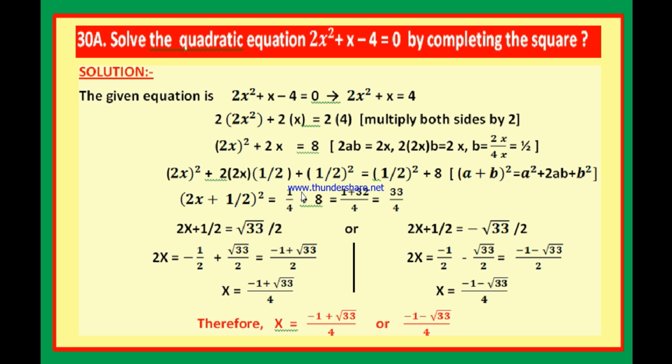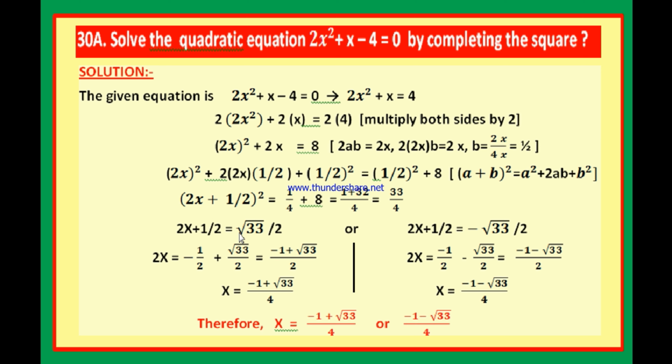is equal to RHS is 1 by 2 whole square is 1 square by 2 square, that is 1 by 4 plus 8. Now take the LCM for this 1 and 4, LCM is 4. 4 in 4 one time, 1 into 1 is 1. This LCM 4 in the denominator of 8, 1. Therefore the 1 in 4 times, therefore 4 into 8 is 32. What is 1 plus 32? 33 by 4. 2x plus 1 by 2 whole square is 33 by 4.